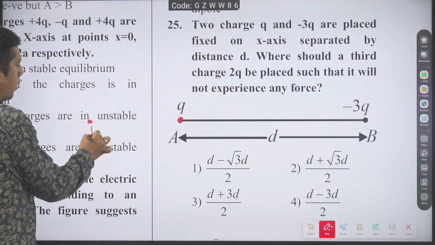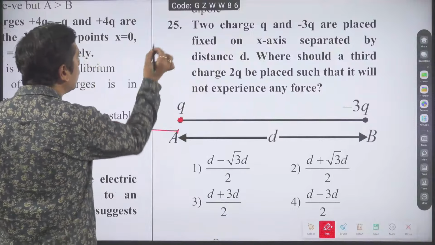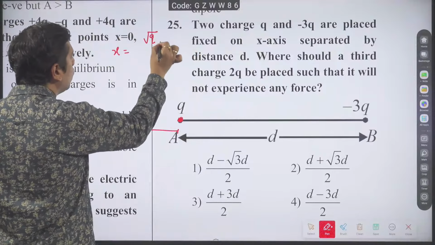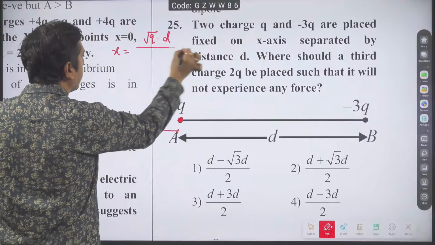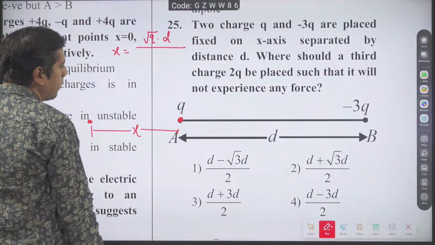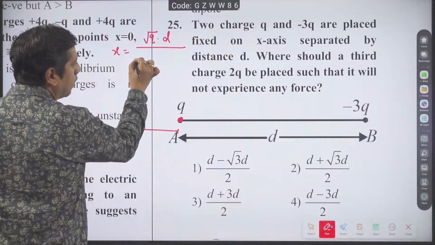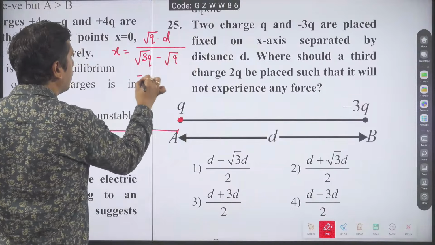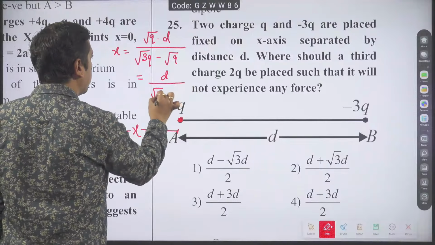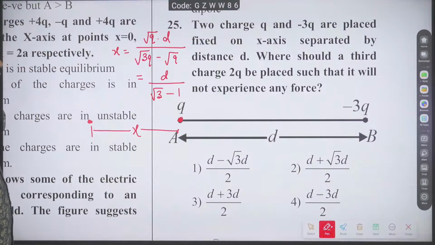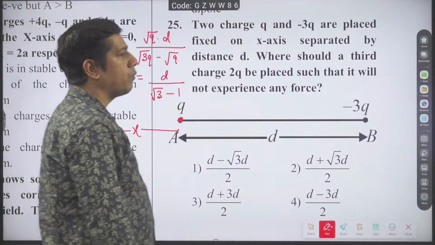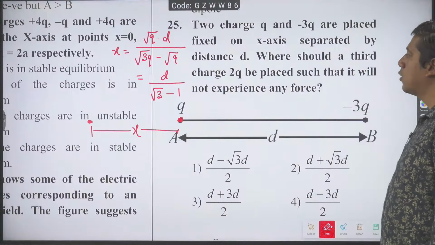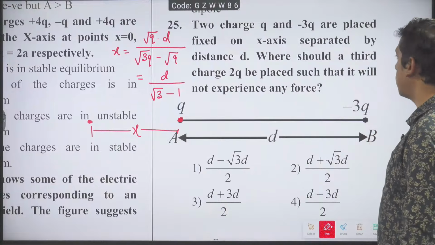And what is the formula? If I measure the distance from this Q, then I hope you remember the formula of the null point, which is root Q into D divided by bigger minus smaller, which is root 3Q minus root Q. So it comes out to be D divided by root 3 minus 1. This is the answer. But you will not find any answer like this. So we have to rationalize it.